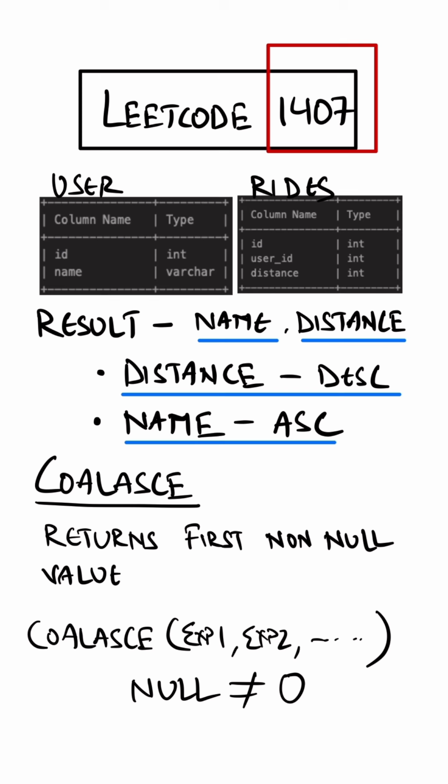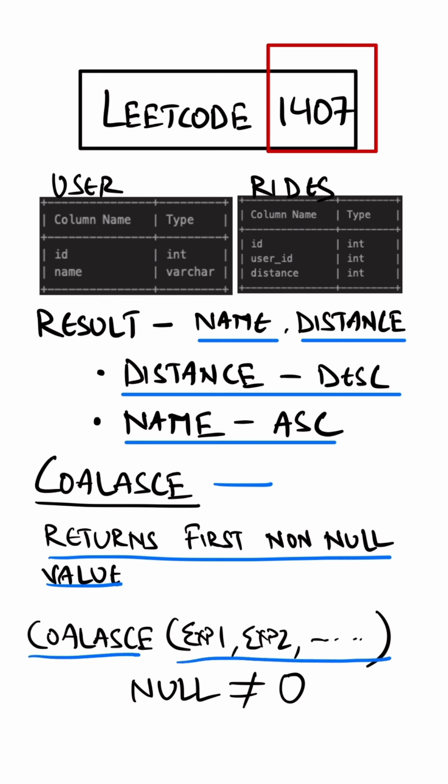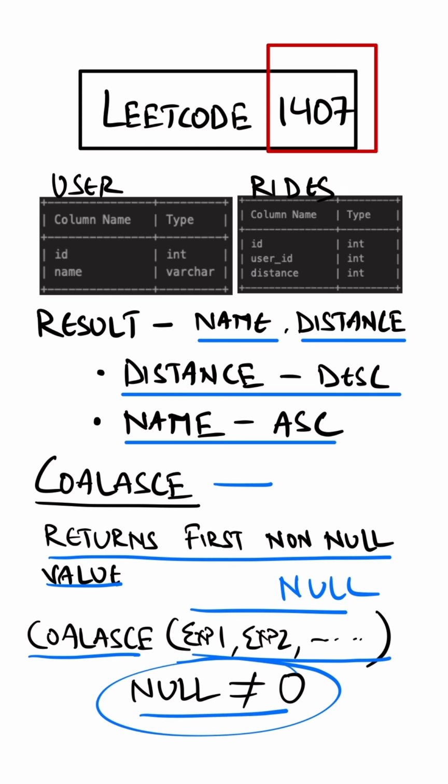So before going to the query, let's discuss coalesce. Coalesce is a SQL function which returns the first non-null value. So if we write coalesce here and write many expressions here, it will give the first non-null value. If all the values are null, then it will return null. And we have to remember, in programming, null is not equal to 0.